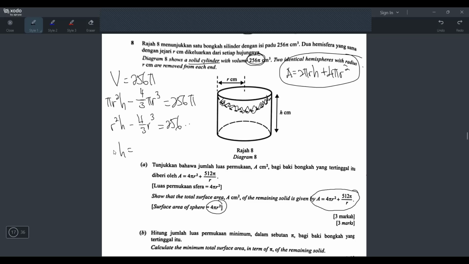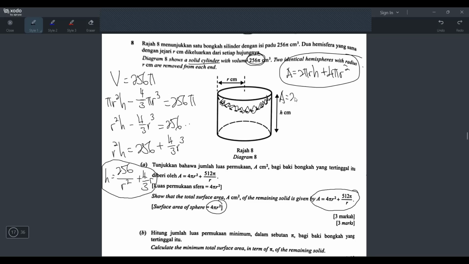First thing first is move the minus 4 over 3. So it becomes 256 minus, it becomes plus 4 over 3 r cube. Okay, and since I want h, it means I have to divide r square. So 256 divide r square. And then what is 4 over 3 r power 3 divide r square? You're left with 4 over 3 r, because r power 3 divide r power 2 is left with r power 1. So this is the equation that I'm looking for because I want to sub inside here.